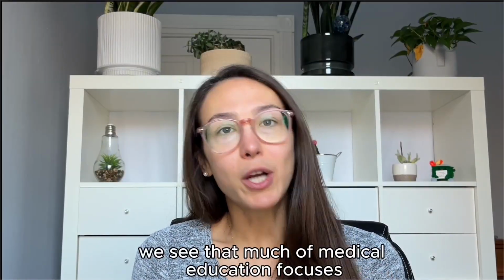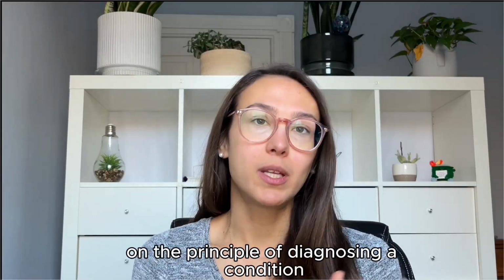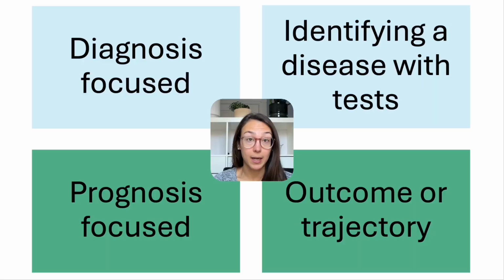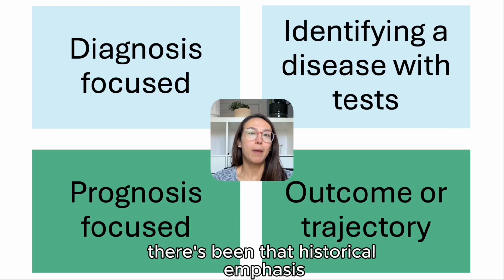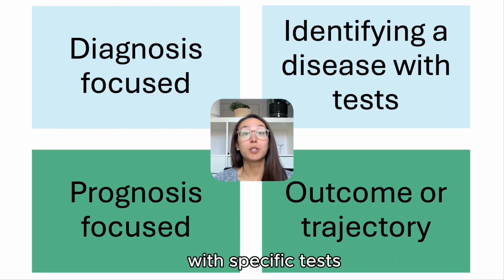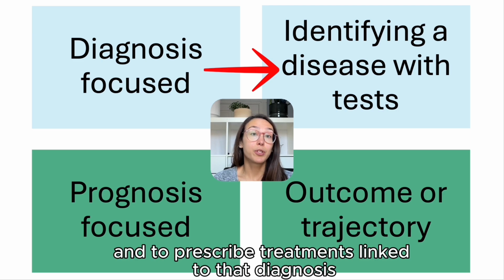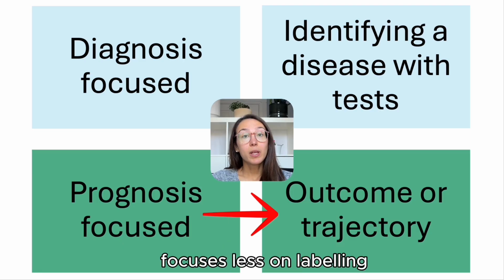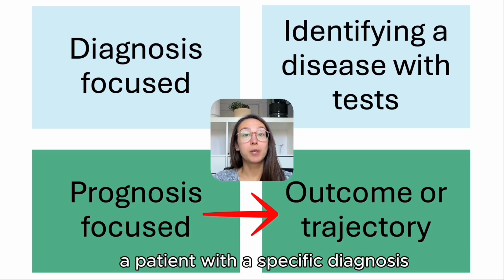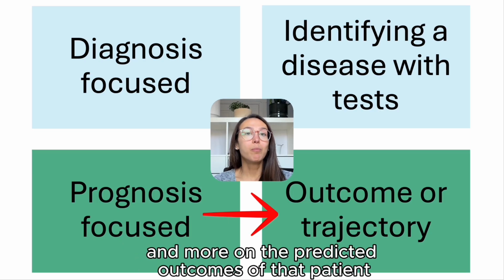We see that much of medical education focuses on the principle of diagnosing a condition to provide appropriate treatment. There's been that historical emphasis on giving a patient a diagnosis with specific tests and to prescribe treatments linked to that diagnosis. But prognostic decision making, in contrast, focuses less on labeling a patient with a specific diagnosis and more on the predicted outcomes of that patient.